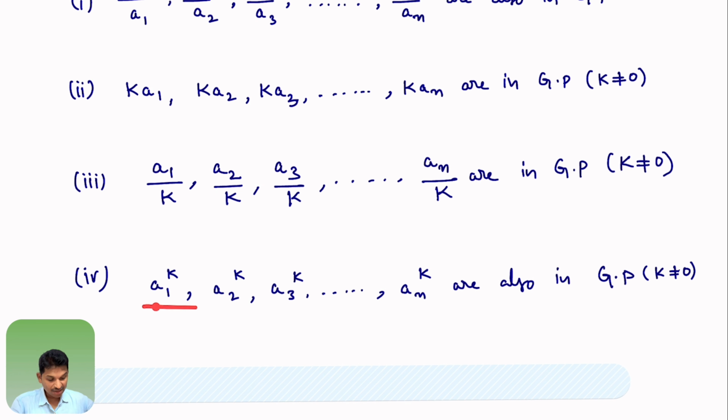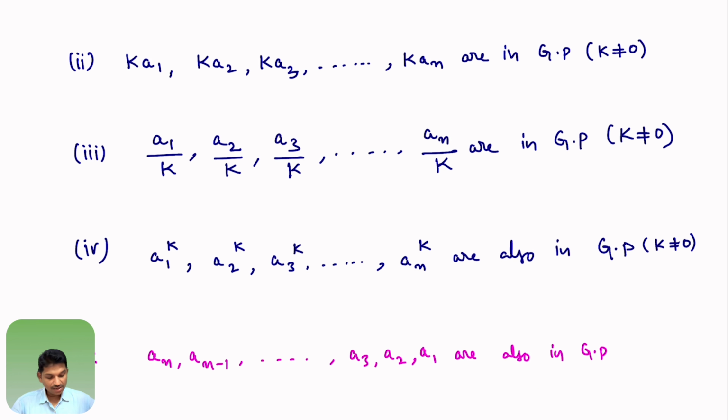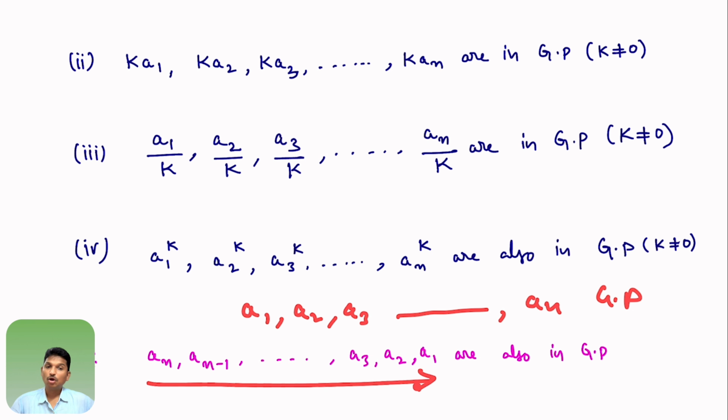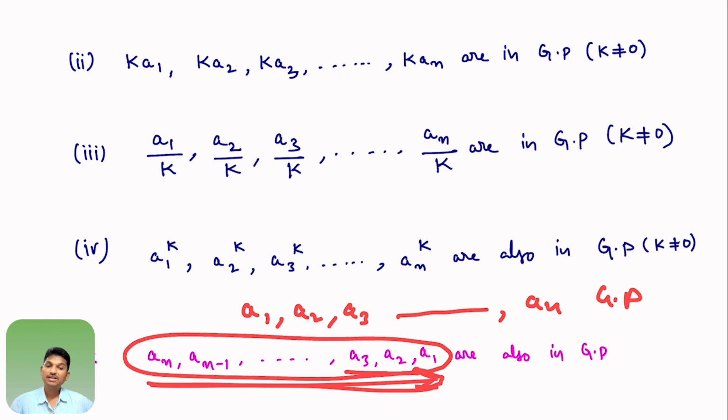If A1, A2, A3 and so on, An are in geometric progression, and each term is raised to a power k, whatever you get also forms a geometric progression. Not only that, if you take the terms in reverse order, the common ratio will vary, but An, An minus 1, and so on, A3, A2, A1 are also in geometric progression.